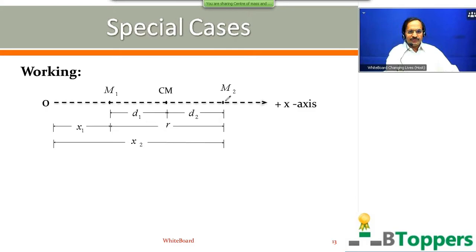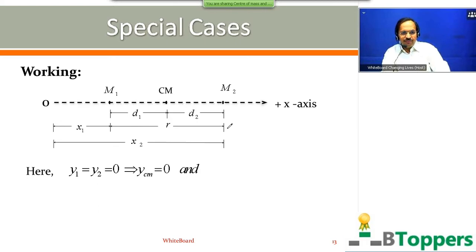x2 is the distance of the second particle of mass m2 from the same origin O. Of course, here the line joining m1 and m2 we are taking as the x-axis, and O is the origin of the coordinate system which lies to the left side of m1. d1 is the distance of the center of mass of the system of the two particles from the first particle of mass m1. d2 is the distance of the center of mass of the system from the second particle of mass m2. Small r is the distance between the two particles. Come on, finish copying the diagram.